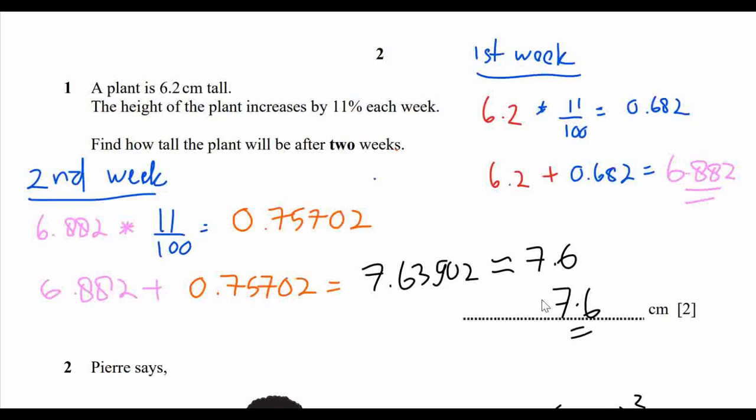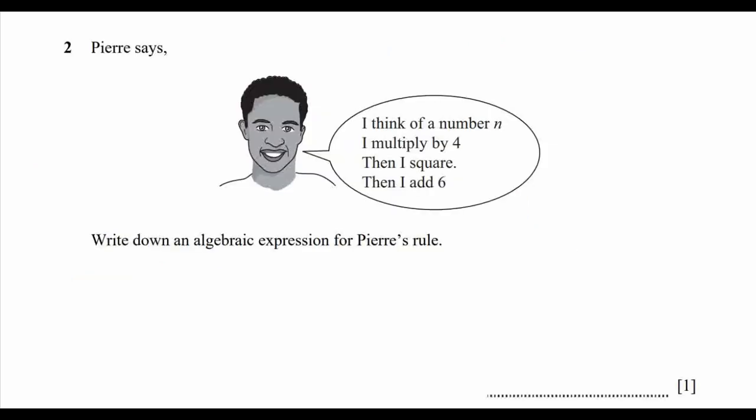Next question. Here we go, we are in question number 2. Pierre says, I think of a number and I multiply by 4, then I square, then I add 6. Write down an algebraic expression for Pierre's rule. 10 seconds. Alright, let's check out the answer. You may pause if you have not finished.